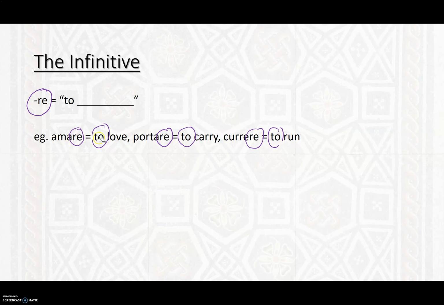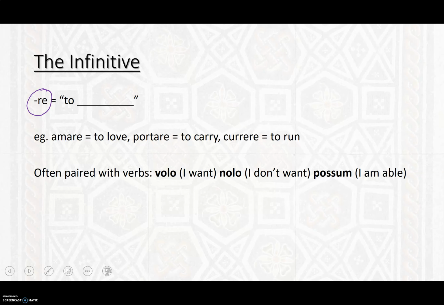Now obviously, those words will not make sense just by themselves. You're never going to say the boys to love the girls, the slaves to carry the jars. You're going to need other words in there so that it makes sense. So here are the 3 new verbs that we're meeting today. Volo, which means I want. Nolo, which is just a negative version of volo, and it means I don't want. And possum, which means I am able.